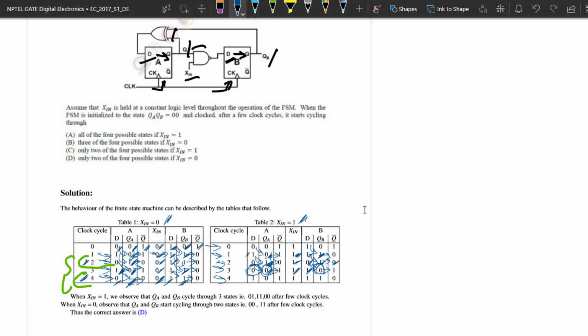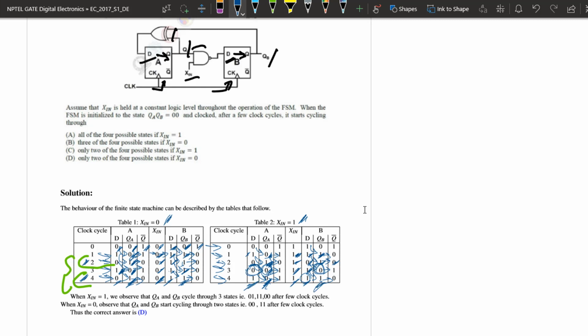At the fourth clock cycle, we see that QA gets 0, Q bar A becomes 1, DB is 1 NAND operated with 0, which is 1, and QB gets 1, Q bar B becomes 0, and DA is 0 XOR 1, which is 1.